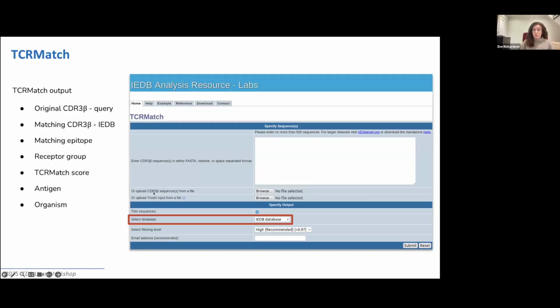You can also upload the Trust4 input from a file, which was a relatively recent addition. So you can take the output from Trust4 and feed that directly into TCRMatch.